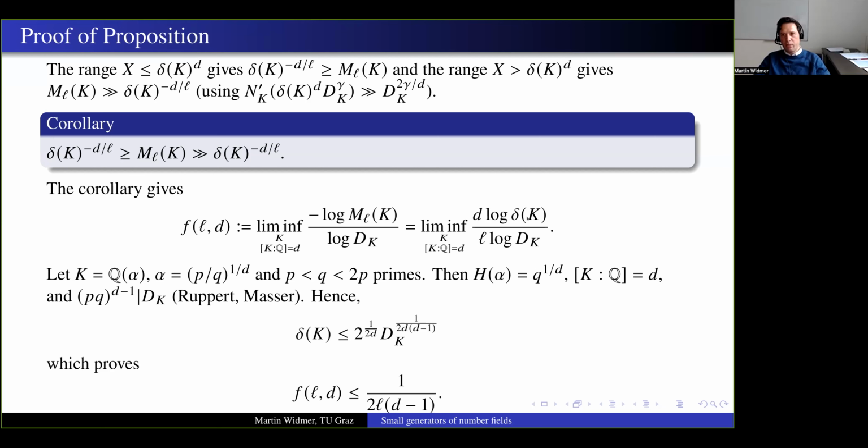And now you just have to consider the worst possible situation, namely fields for which the Silverman exponent is sharp. Here's a simple example, which I learned from the paper of Ruppert. If you want to construct a degree d field whose delta invariant is really small, you do the following. You pick two prime numbers, p and q, of similar size. You let alpha be p over q to the 1 over d. Then the height of alpha is just q to the 1 over d. The degree of k is, of course, d. And p and q are both totally ramified in k, so pq to the d minus 1 divides dk. This immediately gives you that the delta invariant is essentially at most dk to the 1 over 2d times d minus 1. Of course, you have infinitely many such fields for each d. And if you plug this into the limit, it gives you the upper bound for FLD.